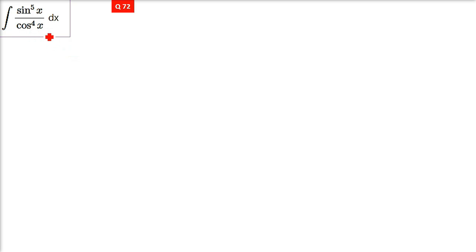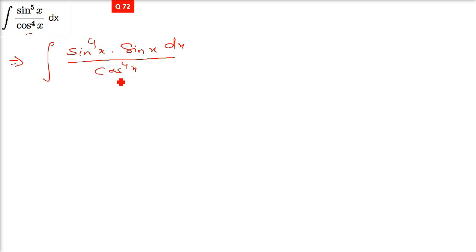Now sine raised 5x and cos raised 4x. If you take cos x equals to t, you will get a sine, and sine is in the odd power. So we are getting to the solution, because there is not that much simplification as we did in the previous few questions. So this sine raised 4x into sine x is eventually sine raised 5x. Cos raised 4x will be cos raised 4x only. So if you put cos x equals to t, you will get sin x dx eventually.